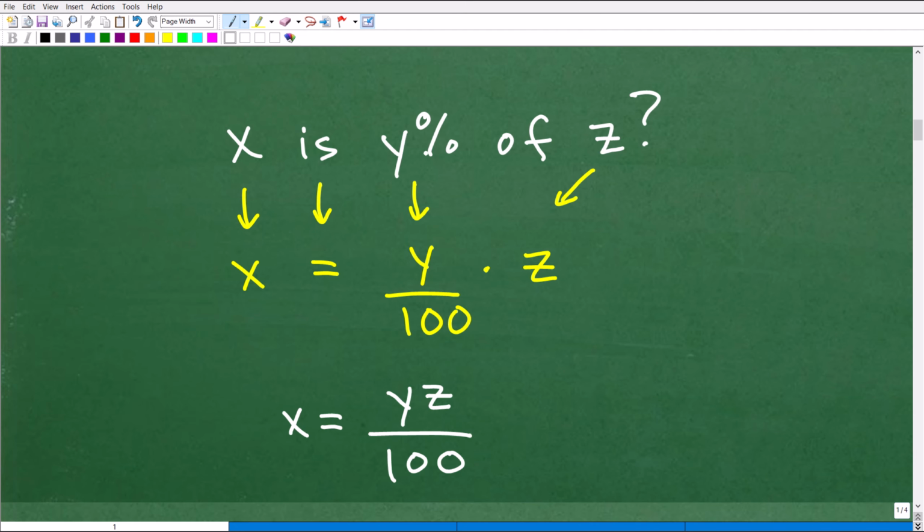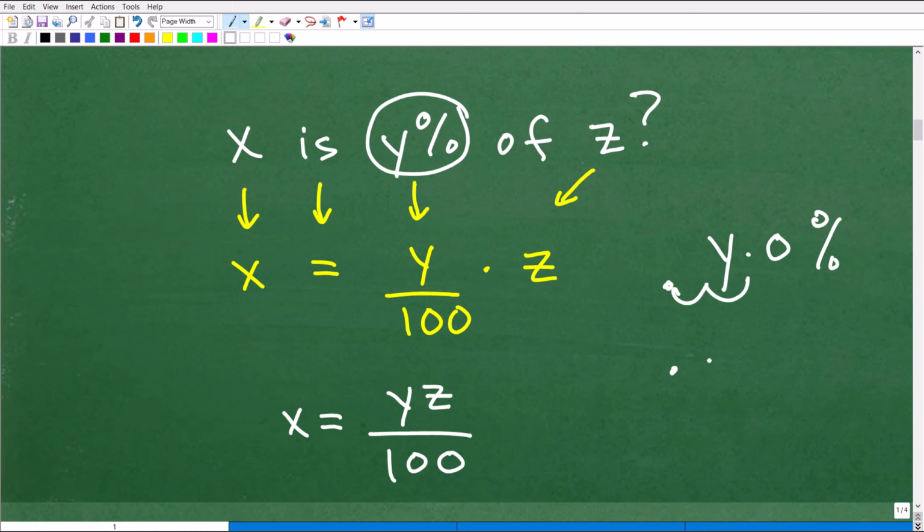So let's go ahead and do the same thing here with our original problem. x is y% of z. So we're going to go ahead and translate this. So x is just x, is the equal sign. Now y%. So you're saying, well, where is the decimal point? It's not like you have y.0 and you can go 2 places over with the decimal point, right? 0.0y, because we don't know where the decimal point is.